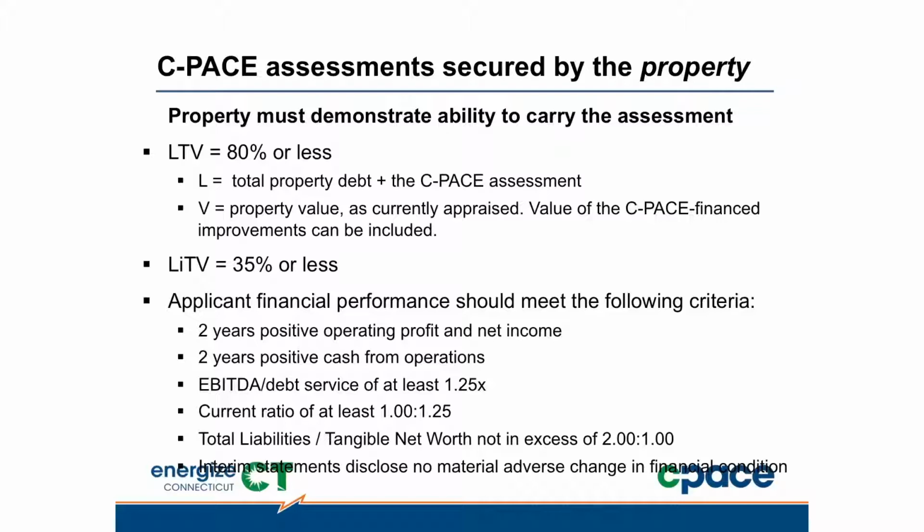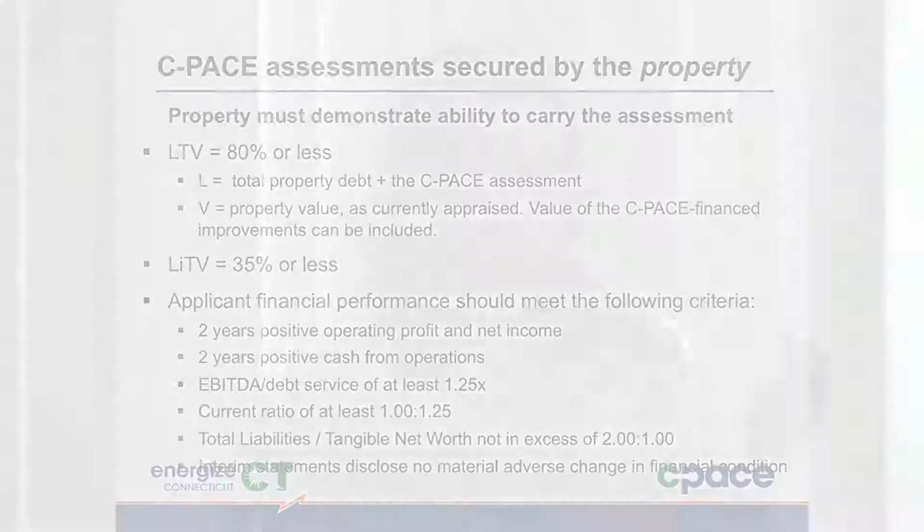We look for the following things. The first is we look for what's called a loan to value ratio. That says LTV on our property of no more than 80%. How many of you have a mortgage on your home? Okay, so you would all be familiar with this.